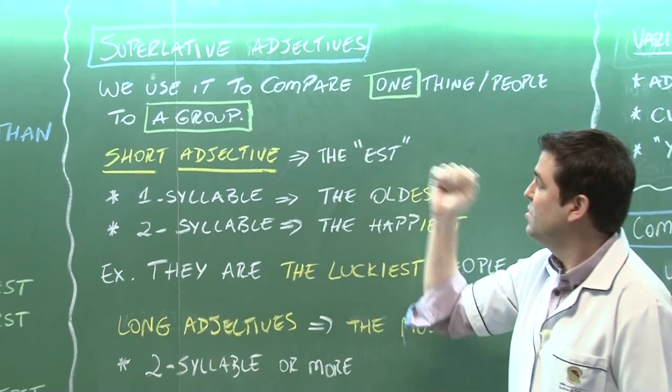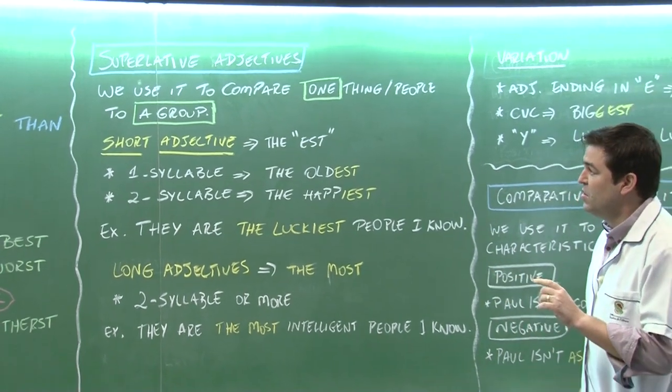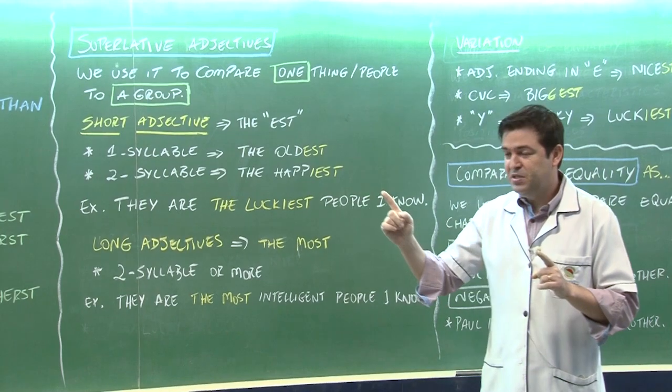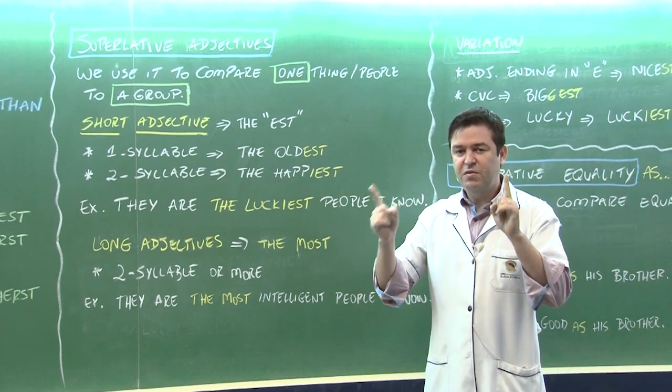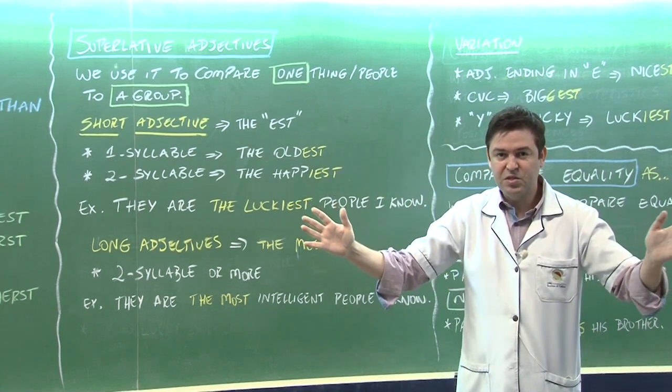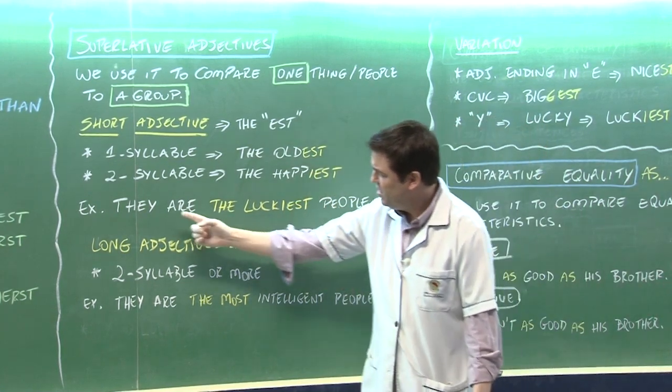We use it to compare one thing or one person to a group. Remember, comparative adjectives we use to compare two things and two people. This one, I compare one to the rest of the group. I give here an example.